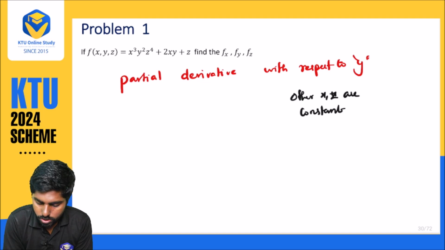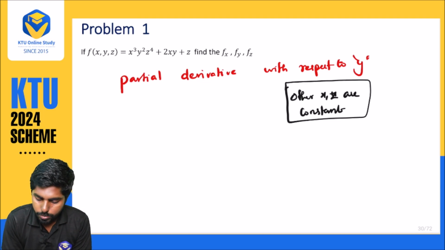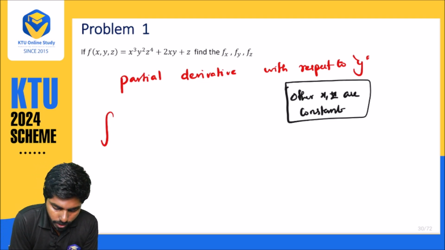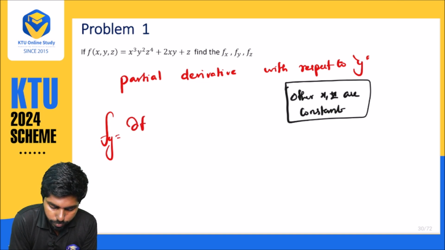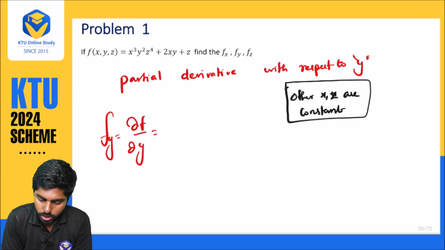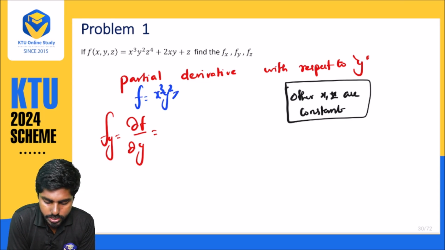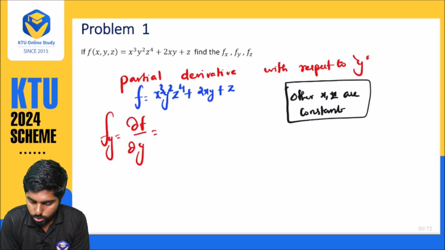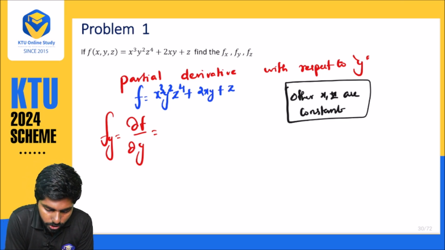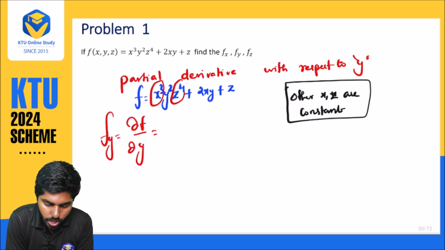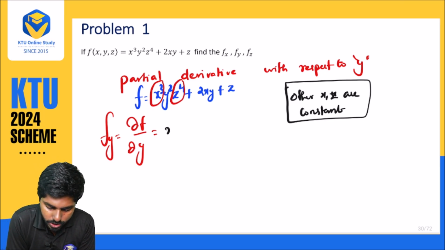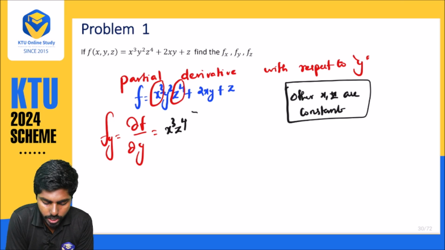So, treating the other variables as constant, what can we do? So f of y is equal to ∂f/∂y. What is f? F is x cube y square z power 4 plus 2xy plus z. Just treat the other terms, x cube and z power 4, as constants. So we write x cube z power 4 first.